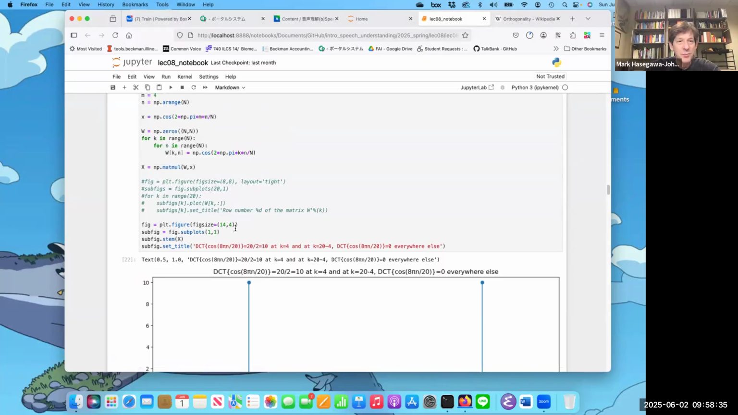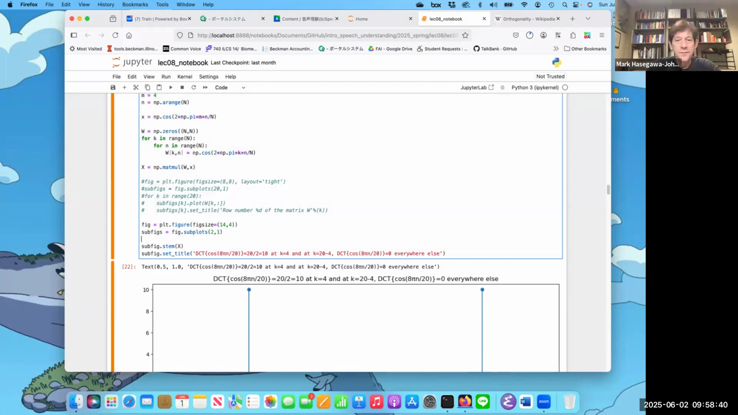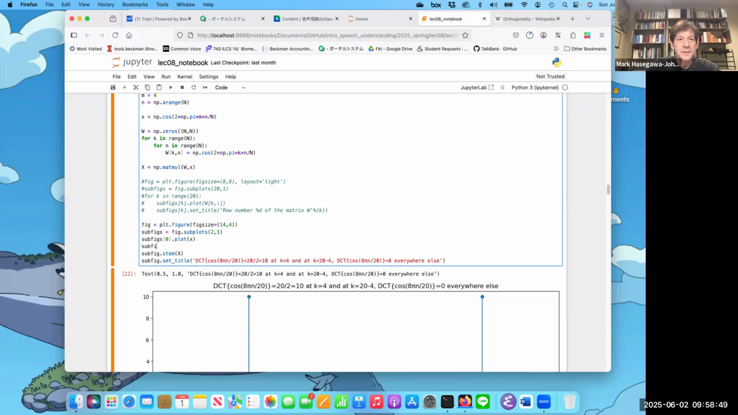Let me create two subplots after all. In subfig 0, I'll do a plot of the signal x, and I'll give it a title. And then in subfigs 1, I'll do a stem plot, and I'll show the title, which is the DCT, that shows that it has the information at frequency 4 and information again at frequency 8.